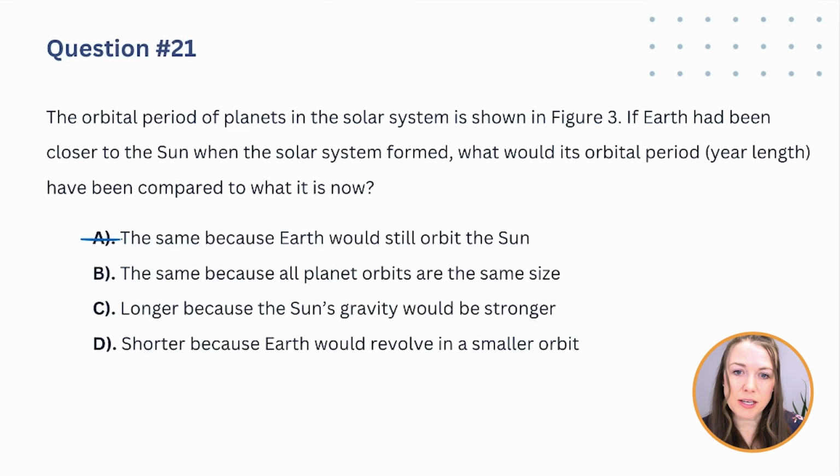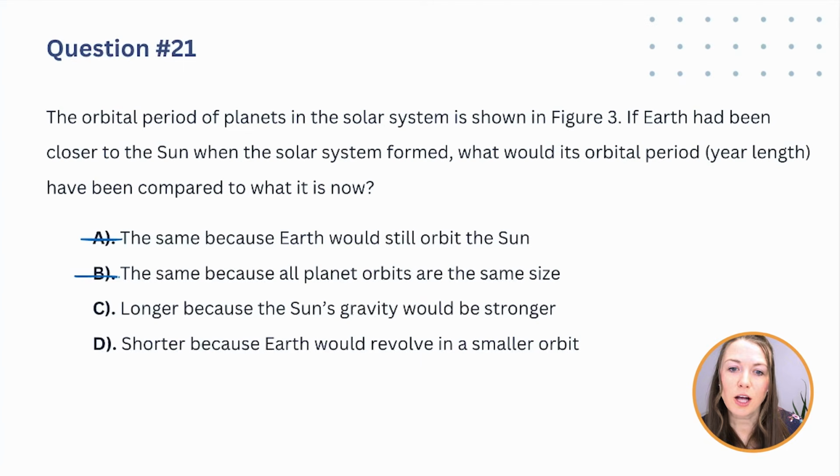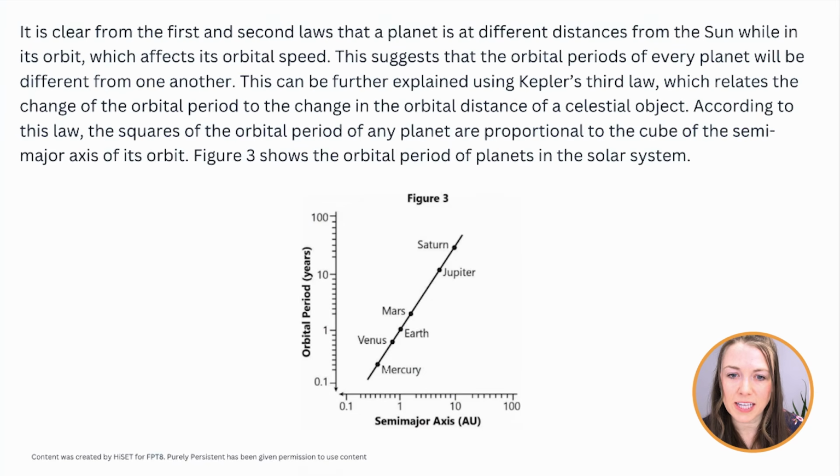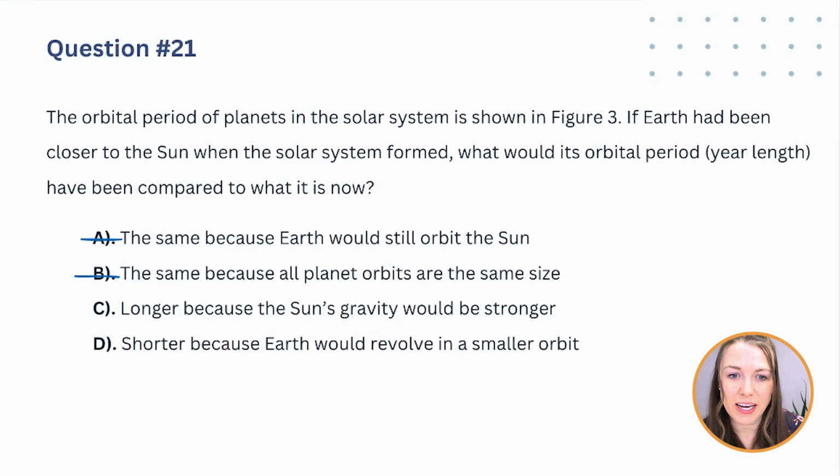The same, because all planet orbits are the same size. No, they're not. The chart shows that they are completely different and that it depends upon how close they are to the sun. So that's not it. Longer, because the sun's gravity would be stronger. Okay, let's look at this. If it was closer to the sun down here, would its orbital time be longer like Saturn and Jupiter? No, it wouldn't, right? It would be shorter right here. Shorter because the Earth would revolve in a smaller orbit. So this is our answer right there.